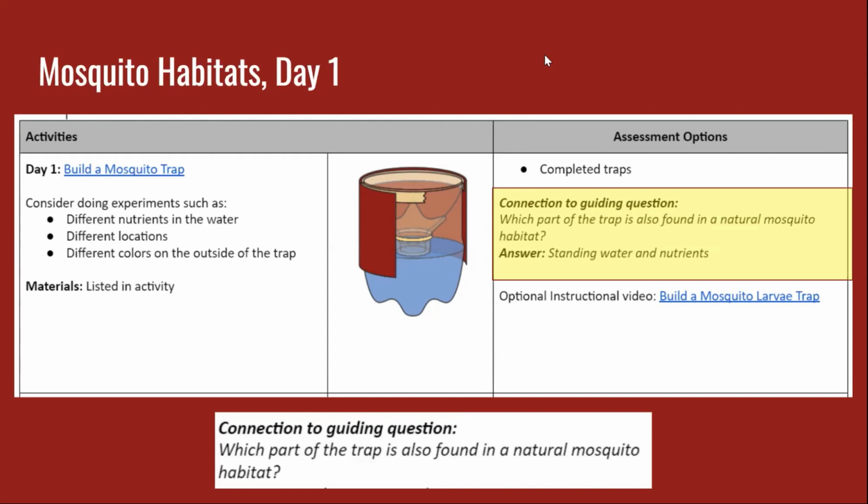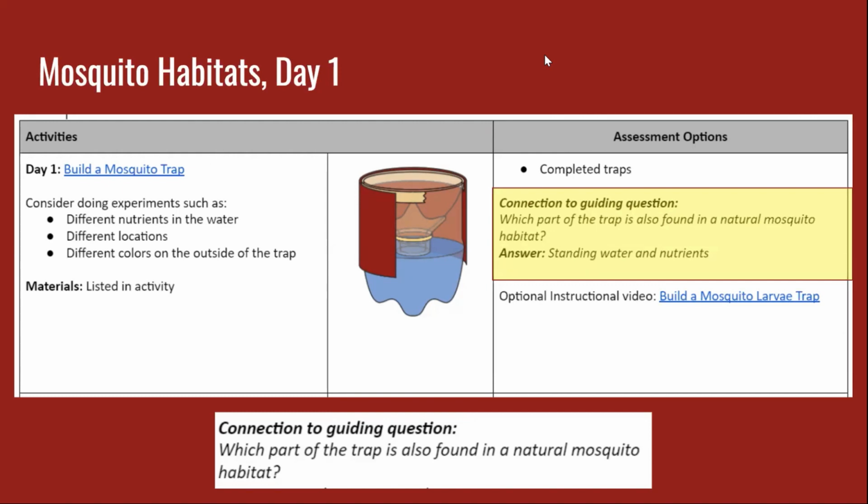some netting to cover the top so that the eggs can fall down in and the mosquitoes can't escape, something to rough up the surface so that the eggs will stick, water, and there's a great video here that talks about how to build the trap. And you can do some experiments, like, what if I have water that's just plain, or I put some kind of nutrients in the water? What if I cover it with different colors of paper on the outside, or place the traps in different locations? So you can see how you could turn this into a controlled experiment.